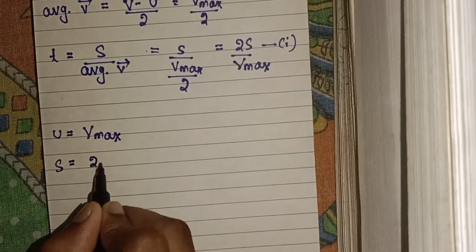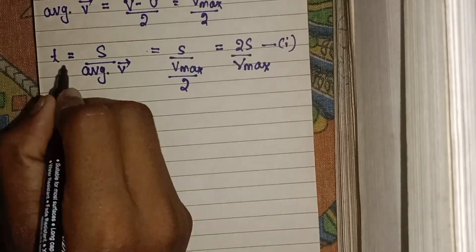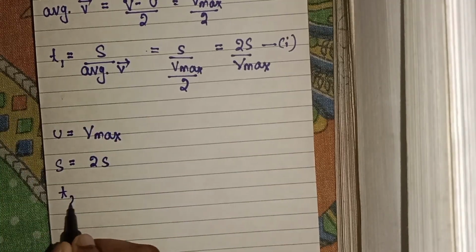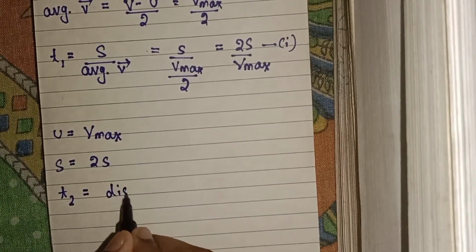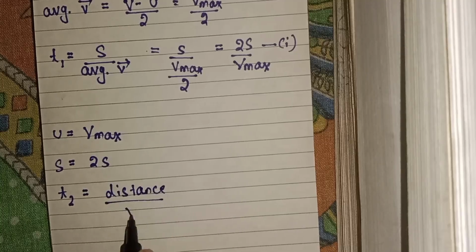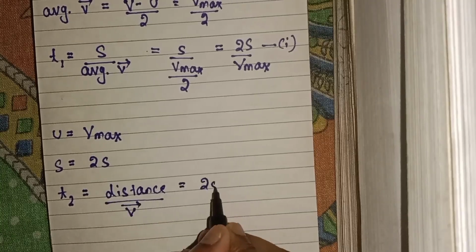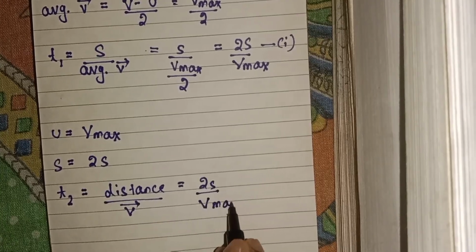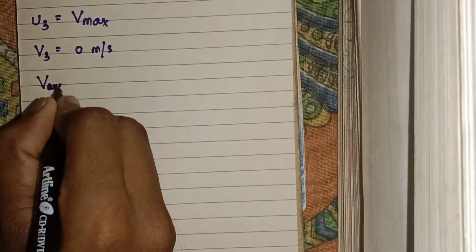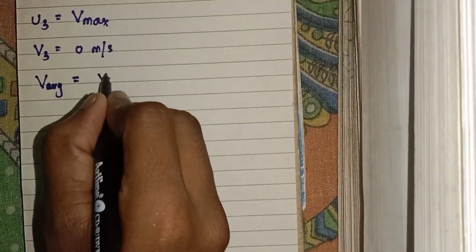It travels 2s distance with constant speed. It means secondly its initial velocity is equal to v max and distance covered is equal to 2s. As it is covered with uniform speed, the t2 is equal to distance covered by velocity, which is again equal to 2s by v max. Then it covers 3s distance with constant retardation.